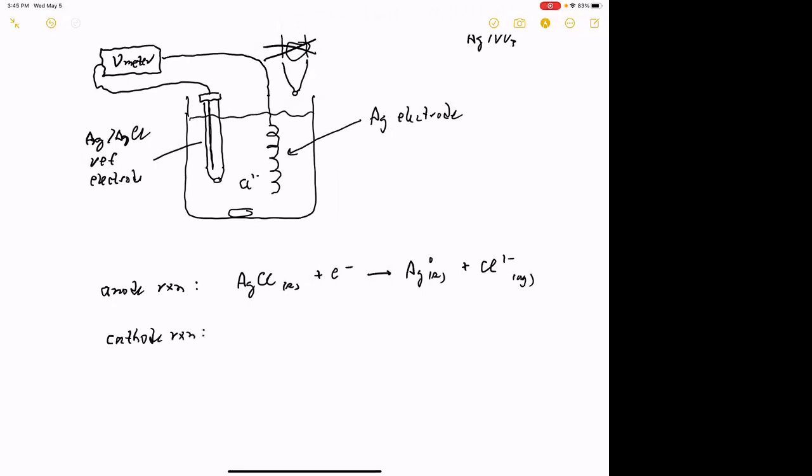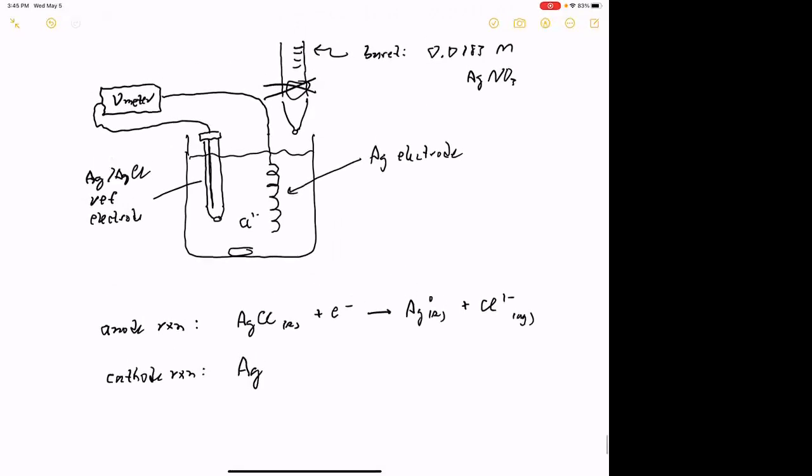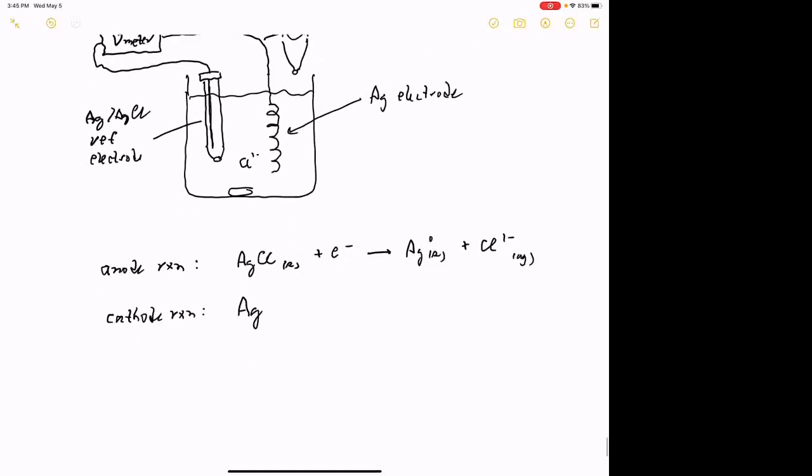Now the cathode reaction is going to involve the silver ion, okay? Because remember, I'm titrating with silver nitrate. So I'm putting silver ion in there. So I've got Ag+ aqueous picking up an electron, and that's going to take me to silver metal.